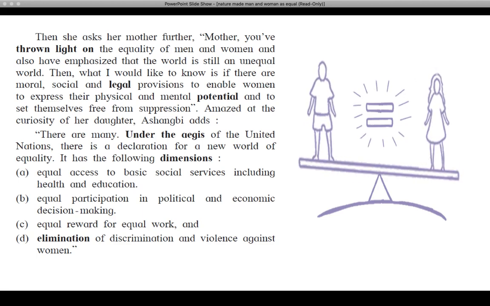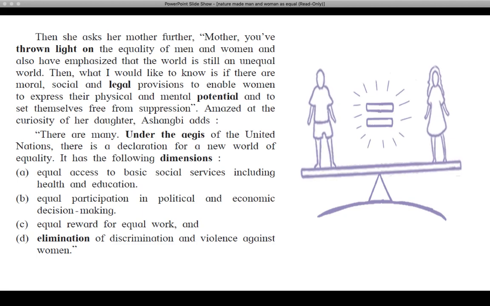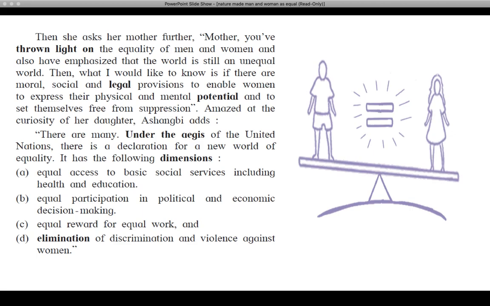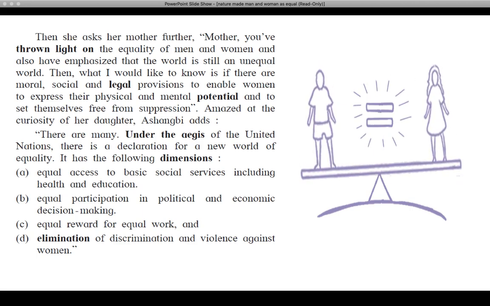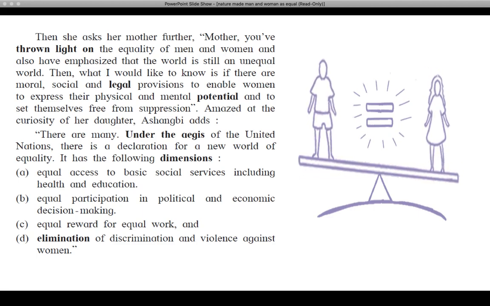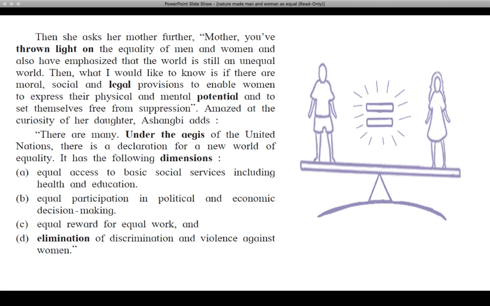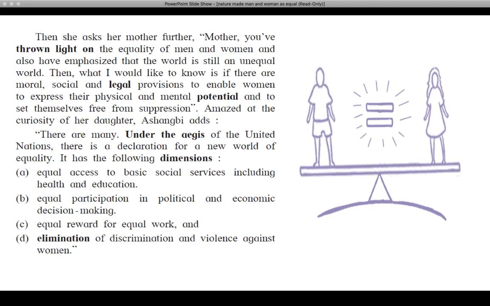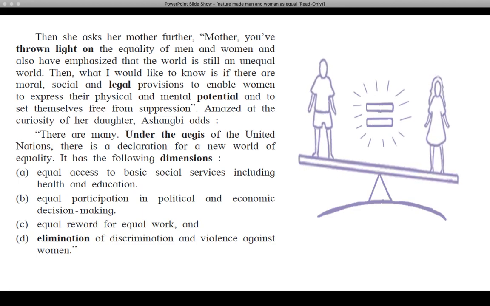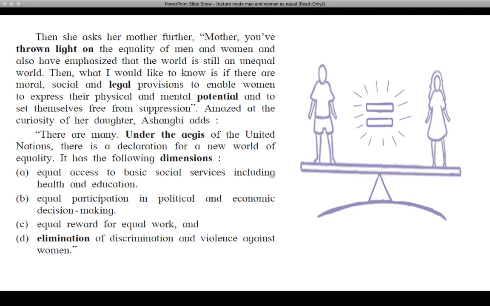Firstly, to have equal access to basic social services like health and education. Nowadays women can be educated, yes or no? That's why we have co-ed schools, colleges, even people can go and gain diplomas, degrees. Equal participation in political and economic decision making. You know that women have now even entered the field of politics. We have women leaders, people who are there in the parliament. There are special seats only reserved for women.